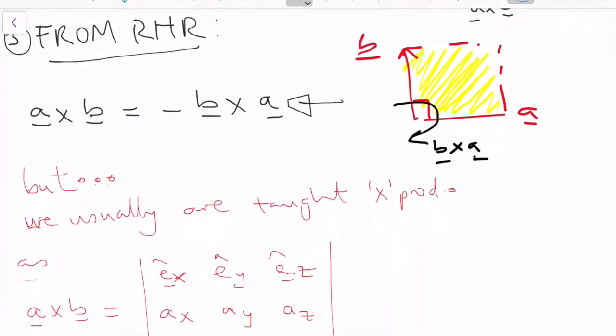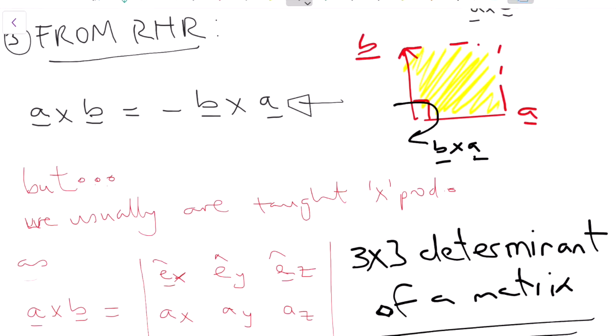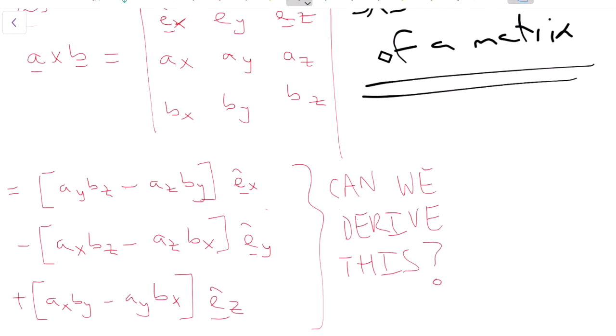So in a sense, it looks like a 3x3 determinant of a matrix. There you go. And using that definition, we can come up with this result. So A cross B is (AYBZ minus AZBY) EX minus (AXBZ minus AZBX) EY, and the final line here for EZ.